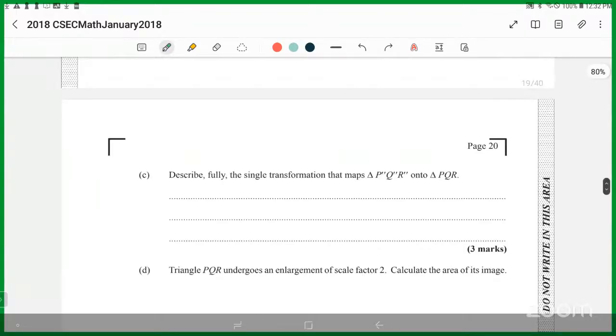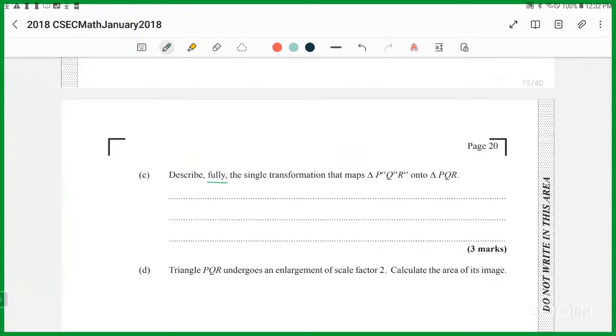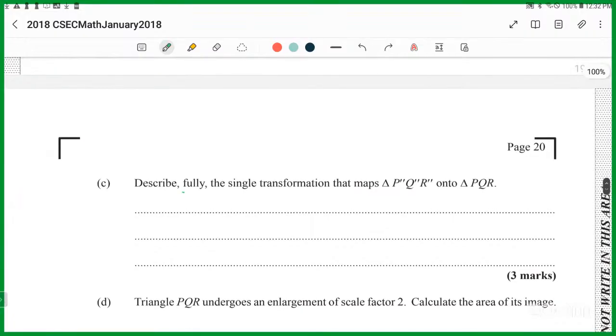Alright, down here now it says, describe fully a single transformation that maps the double prime onto the original one. Oh, so they want us to reverse it. Reversing it. So look at it now. From this one to this one. We just said from this one to this one is a 180 degrees clockwise rotation about the point 0, 1.